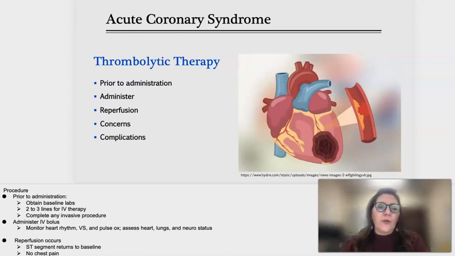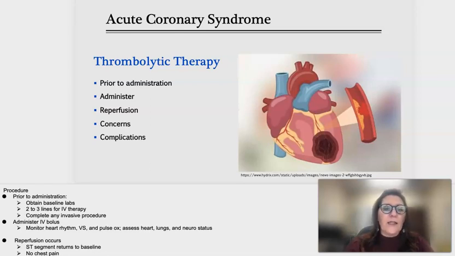So what do we do prior to administration of the thrombolytic therapy? You're going to get baseline labs. You're going to have 2 to 3 lines for IVs and complete any invasive procedures. You're going to administer an IV bolus. You're going to monitor their rhythm, their vital signs, their pulse ox. You're going to assess their heart, lungs, and their neurostatus. The neurostatus, because when all of a sudden they're not there, something's gone wrong. You're going to administer, and then reperfusion occurs.